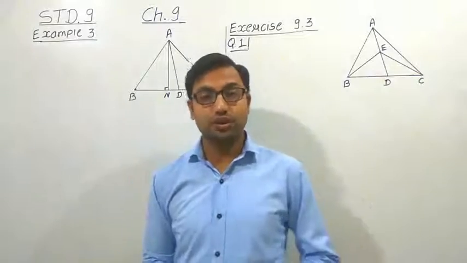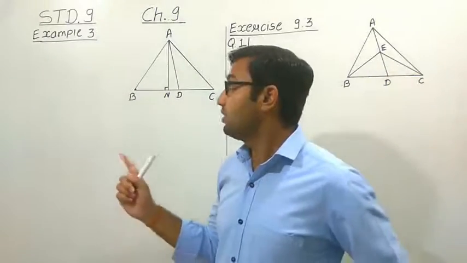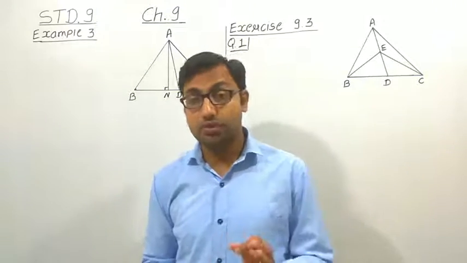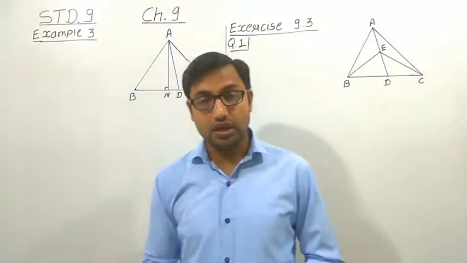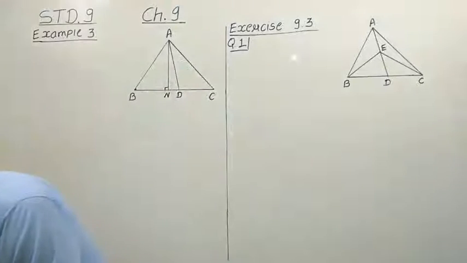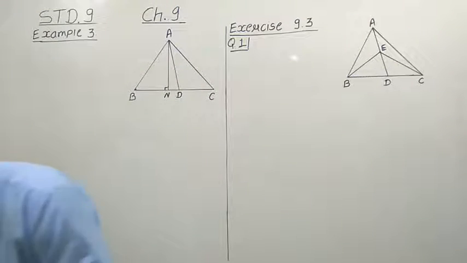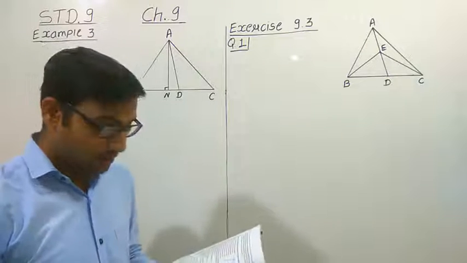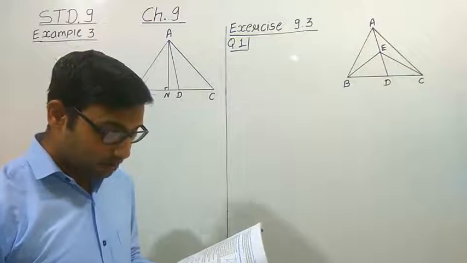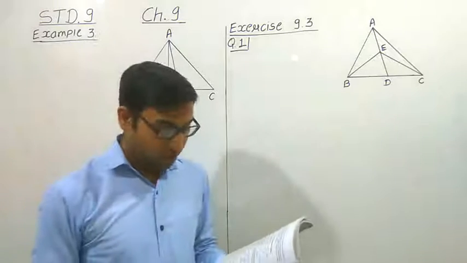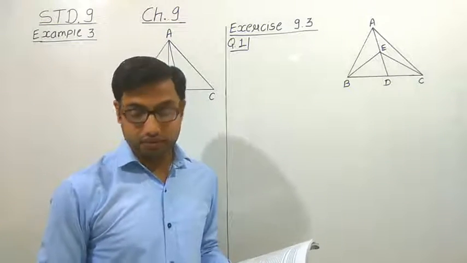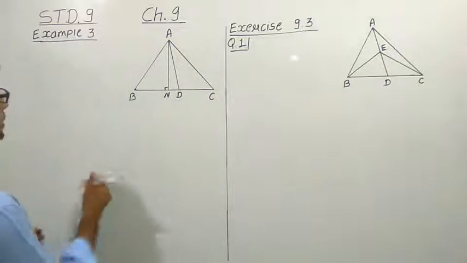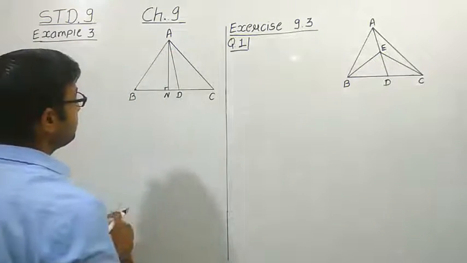Hello students, today we will study about example 3. This is the topic of standard 9, chapter number 9, areas of parallelograms and triangles. So what does this example actually state? It states that the median of a triangle divides it into two triangles of equal areas. See, for this we have taken one triangle ABC.